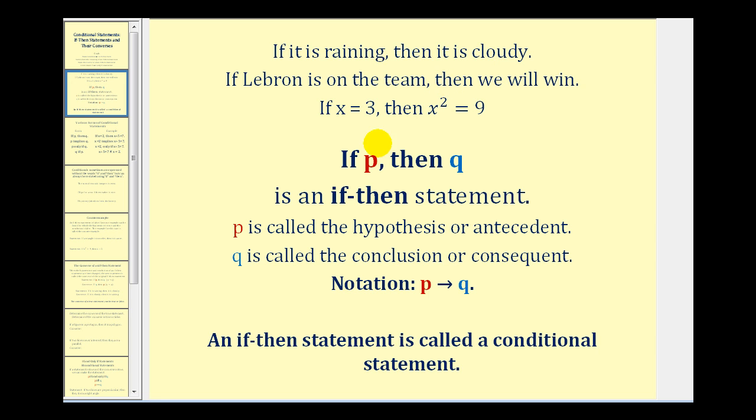So in general, if P, then Q is an if-then statement, where P is called the hypothesis or antecedent, and Q is called the conclusion or consequent. Here's another notation used for if P, then Q. And an if-then statement is called a conditional statement.